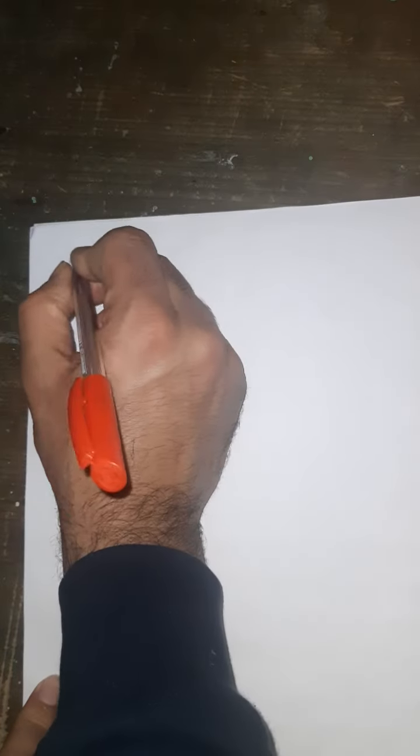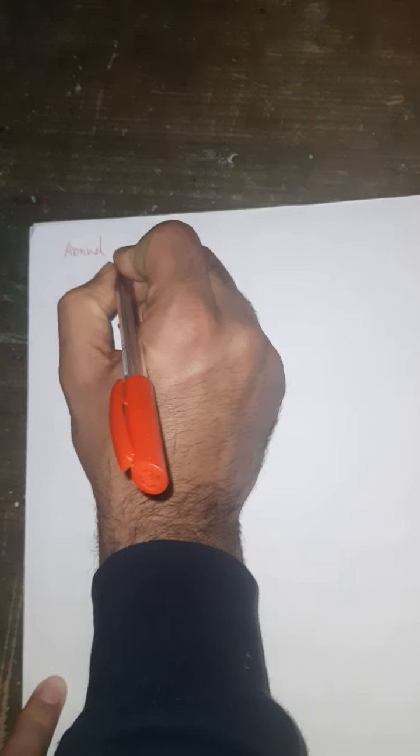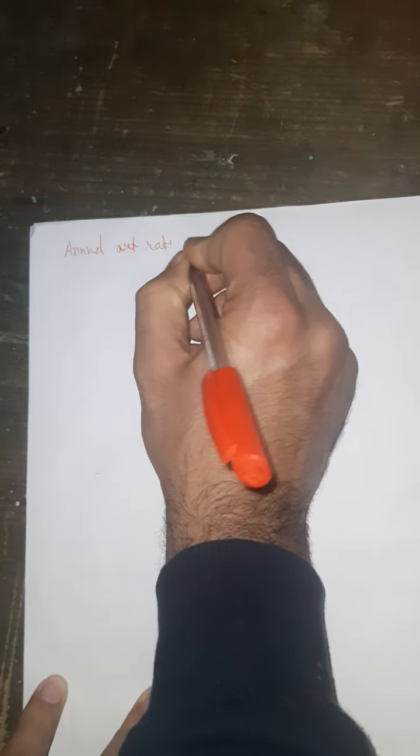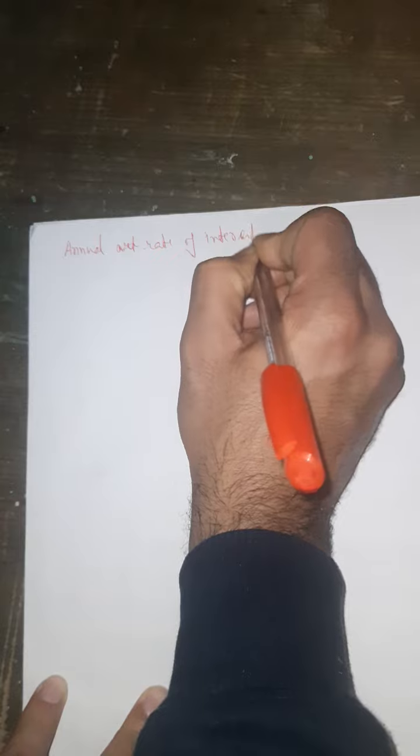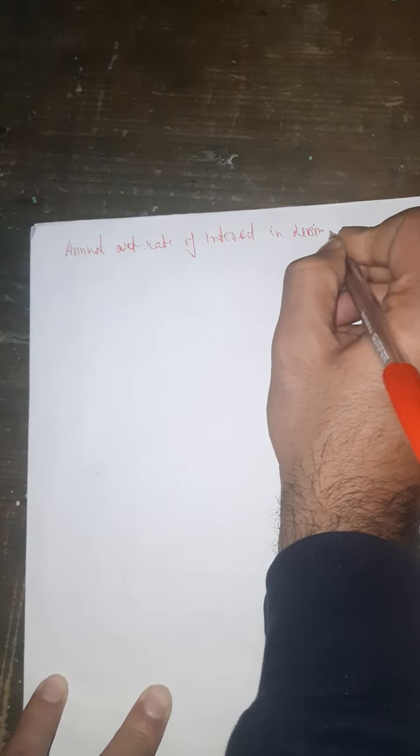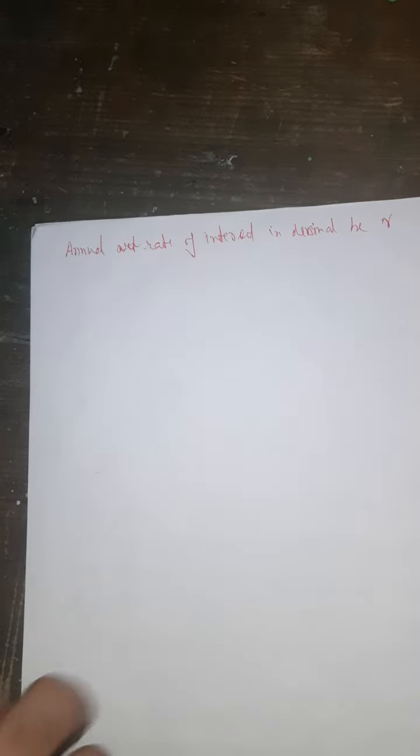Again assume that the annual rate of interest in decimal is R. This is the rate of interest, because whatever depreciation charge we are calculating, we are getting some interest on it. So let the rate of interest be equal to R.